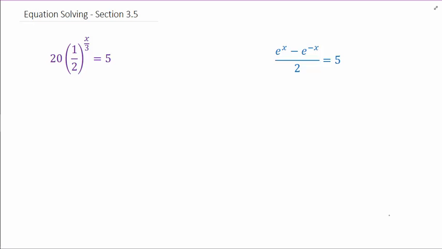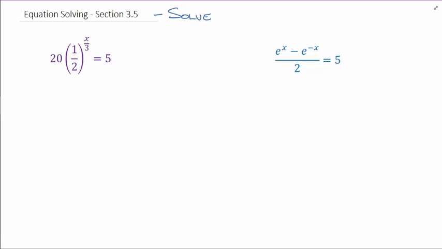Today we're going to work on solving equations. These equations are going to involve exponentials where the variable is in the exponent location, and/or they're going to involve logarithms. So the directions for all of these will be to solve.